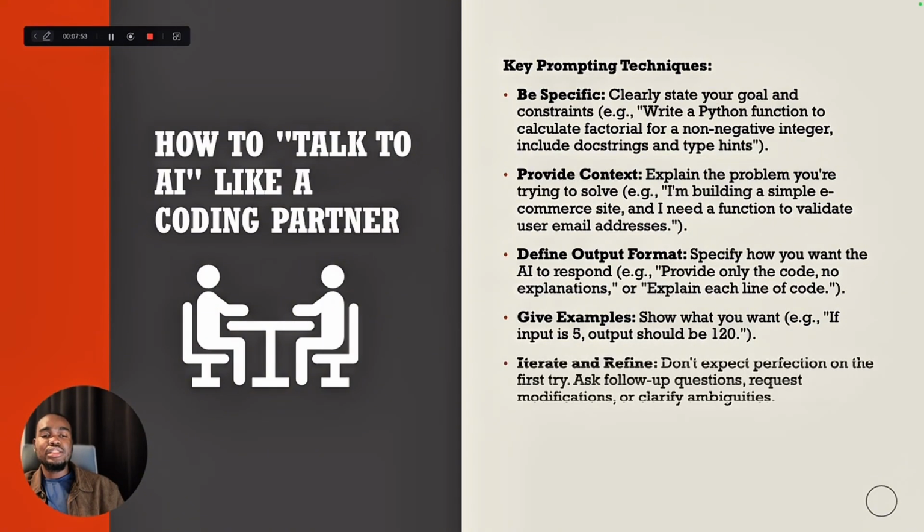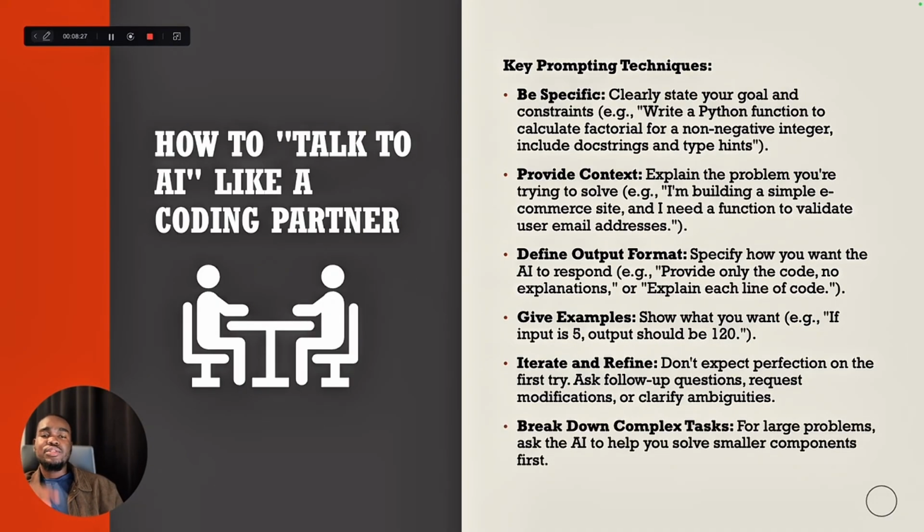Then the next one is iterate and refine. Your first prompt might not be perfect, but you can refine it over and over again, ask follow-up questions, and another approach you can take is to ask AI to ask you what it needs to answer your question. That is also a great way to prompt AI, right? So you can try that out. Make sure you are always clear and not ambiguous in your prompt.